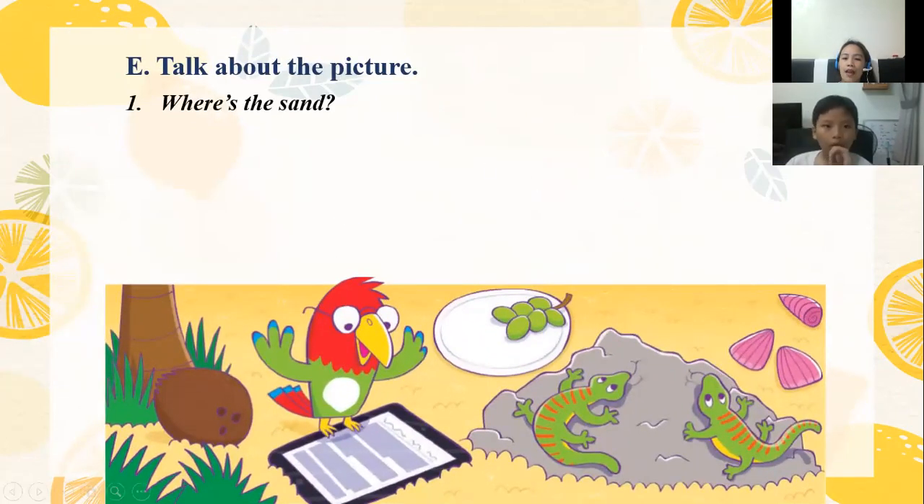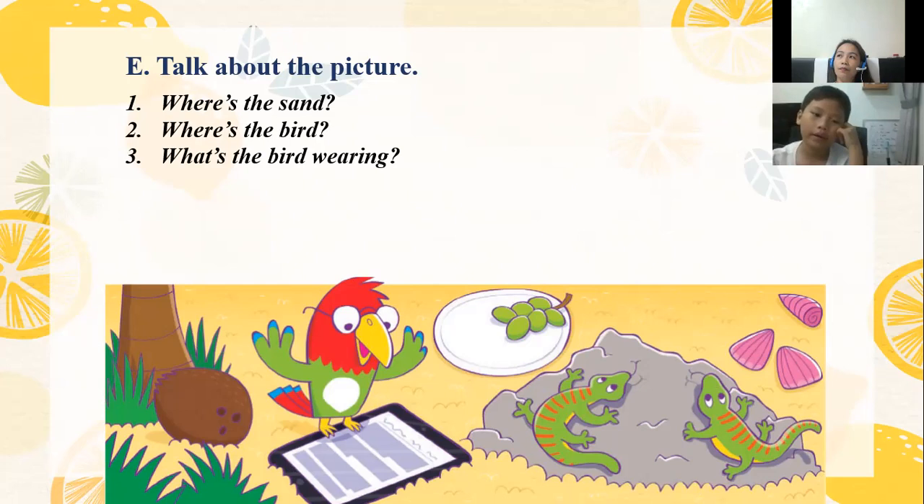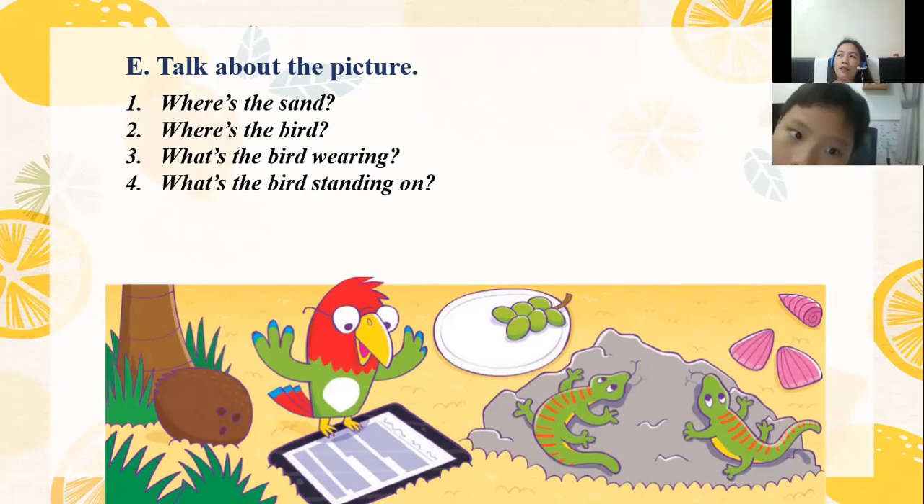Let's talk about the picture. Where's the sand, baby? Where's the sun? Where's the bird? The bird is on the table. What's the bird wearing? The bird is wearing glasses. What's the bird standing on? On the table.